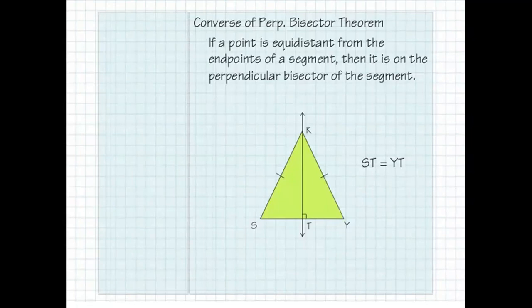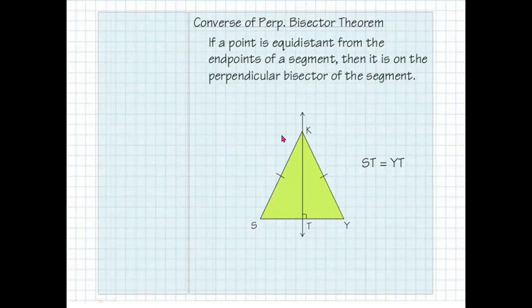If a point is equidistant from the endpoints of a segment, then it is on the perpendicular bisector of the segment. Okay. So what does it mean? Converse of perpendicular bisector theorem. If a point is equidistant from the endpoints of the segment, then it is on the perpendicular bisector.